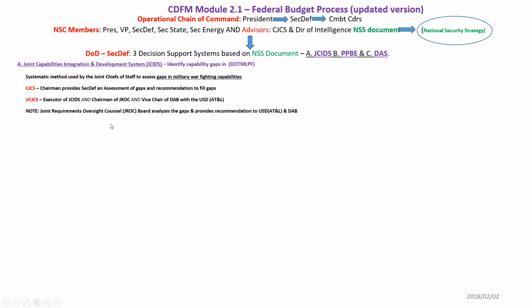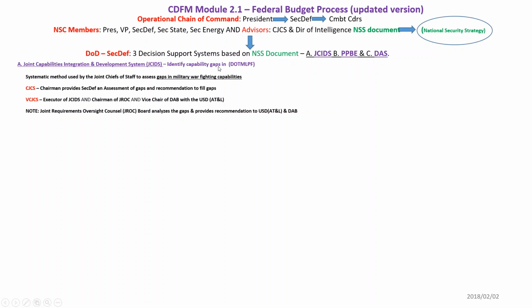So let's talk about JCIDS, the Joint Capabilities Integration and Development System. JCIDS is a system of analysis. So once we know what the National Security Strategy is, we need to start looking at our internal assets. What's our internal capability to be able to meet that National Security Strategy? So the JCIDS system is used to identify what capabilities we already have, and what are we missing? What's the capability gap that's missing?